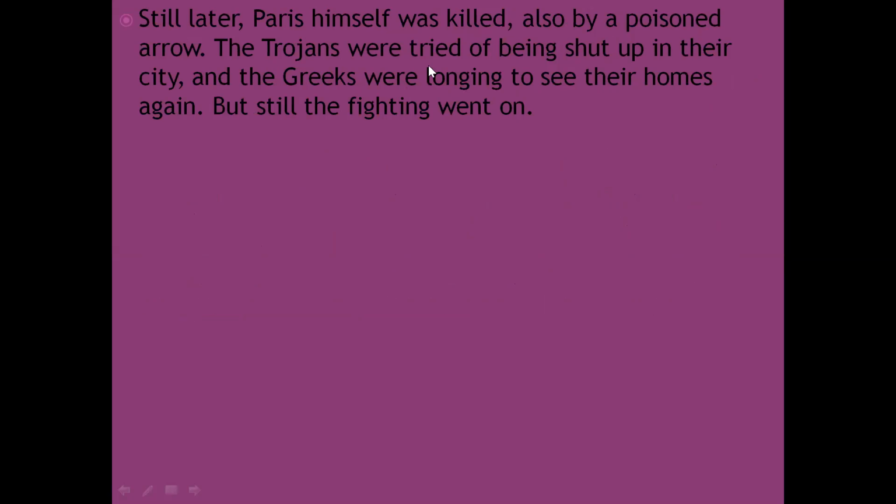The Trojans were tired of being shut up in their city, and the Greeks were longing to see their homes again. But still the fighting went on. See the explanation? Prince Paris was also killed by a poisoned arrow. The Trojans were tired as they did not have freedom to go out, and Greeks also wished to go back to their home. Yes, this is the first part of the fall of Troy.